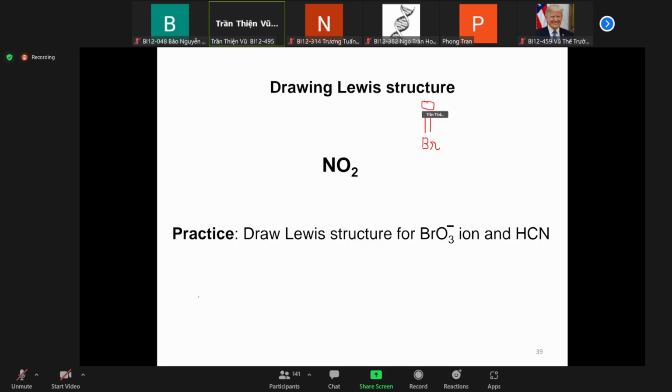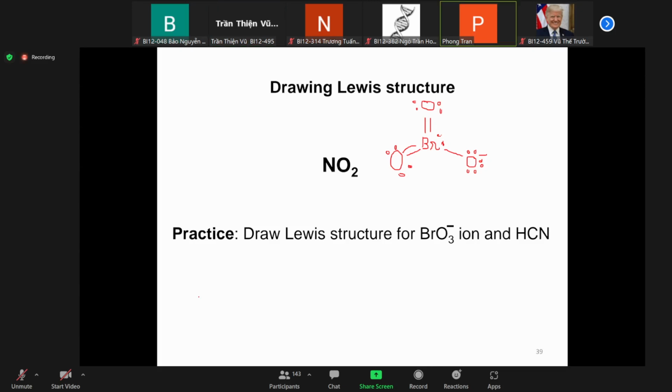So I think bromine will be the central atom, and like this. There will be 2 electrons here, 2 electrons on the atom with the double bond, and 6 electrons on the atoms with single bonds. Here is my Lewis structure for BrO3 minus.